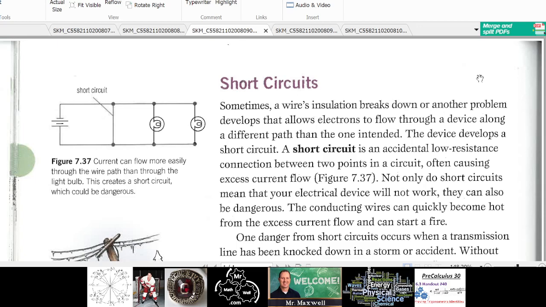Okay, we talked a little bit about this yesterday in class, and this is on page 262 of your textbook. Short circuits. Okay, so we did a little activity yesterday, and you guys were to create a short circuit, and you would have had some observations about what happens in this short circuit. So let's just explain what a short circuit is.